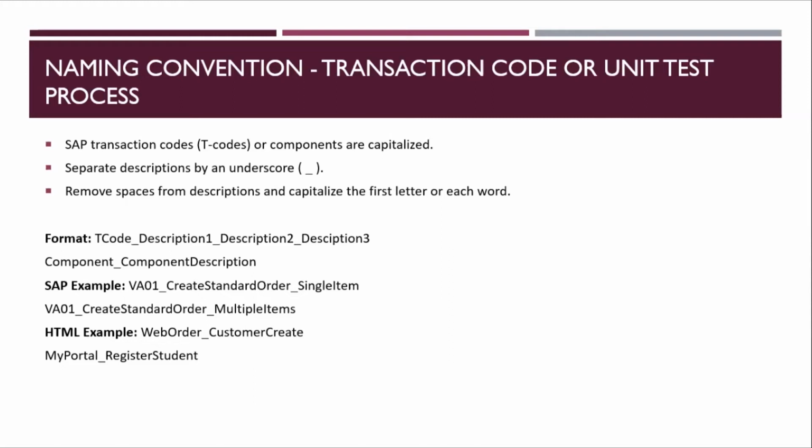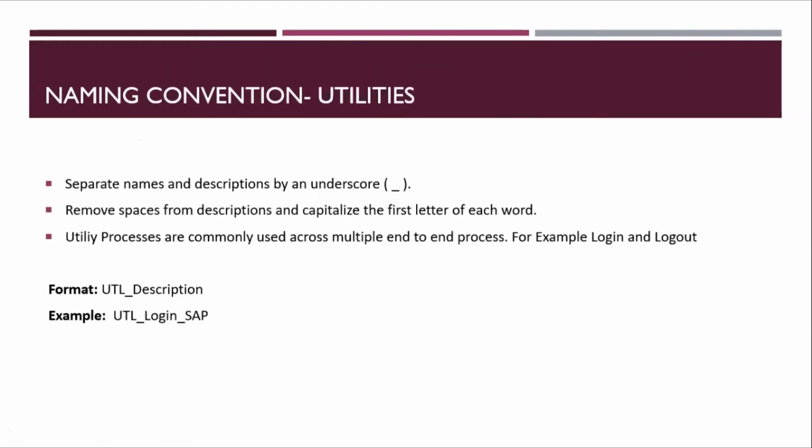And for HTML, we give the portal name first, and then what we are going to do. Like here we are going to create a customer, so Customer_Create. In my portal, we register a student, like Register_Student. So this is how we use it. And for utilities, we use UTL_description. Got it.